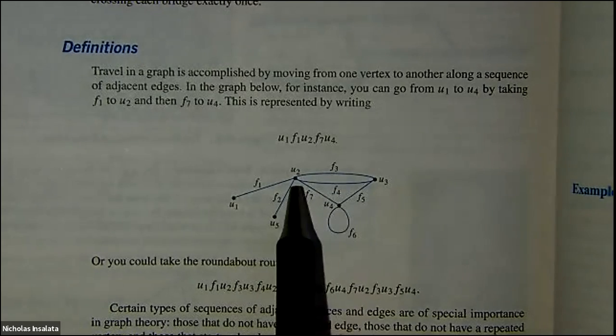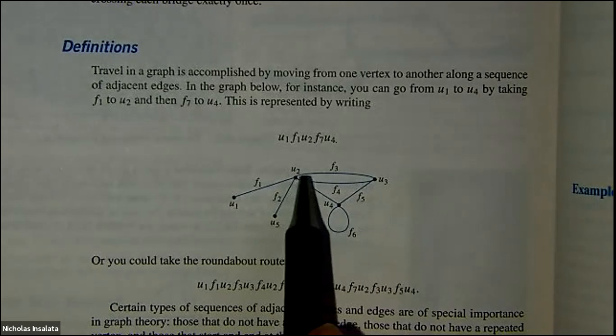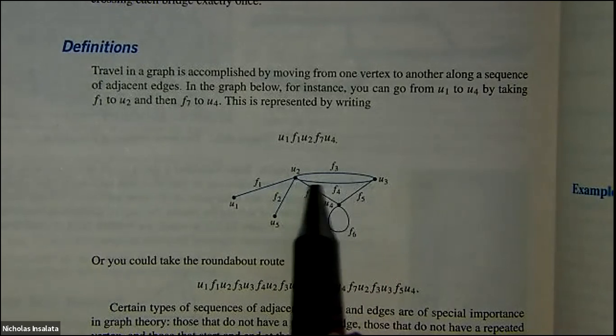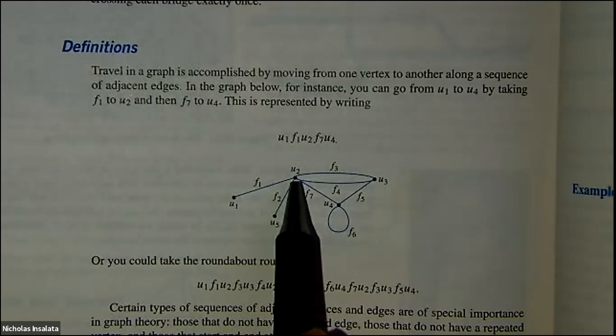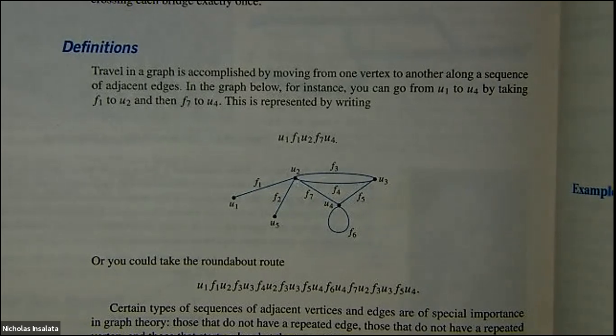Okay, U2, F3, U3, F4, right? I start at U2, I take F3 across and F4 back, so I don't have repeated edges, and I start and stop at the same place. That's exactly right, Sean. Beautiful. Is that an Euler circuit? Good. It's not, because it doesn't touch every edge.